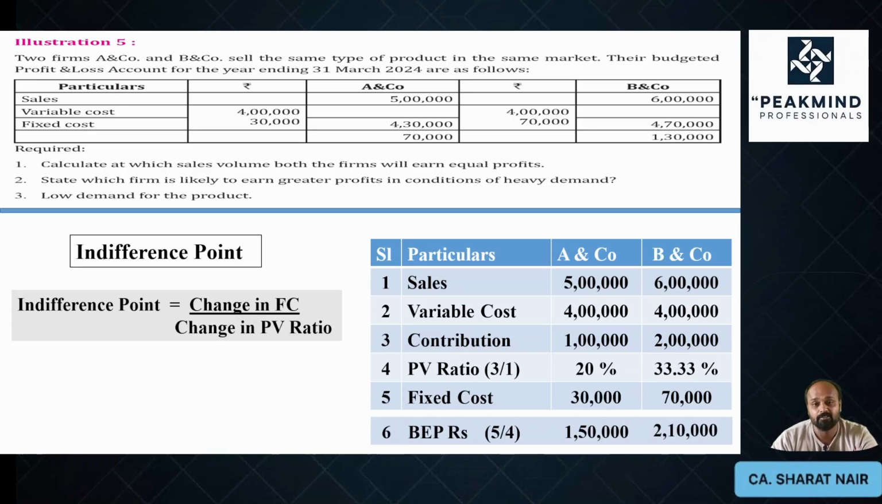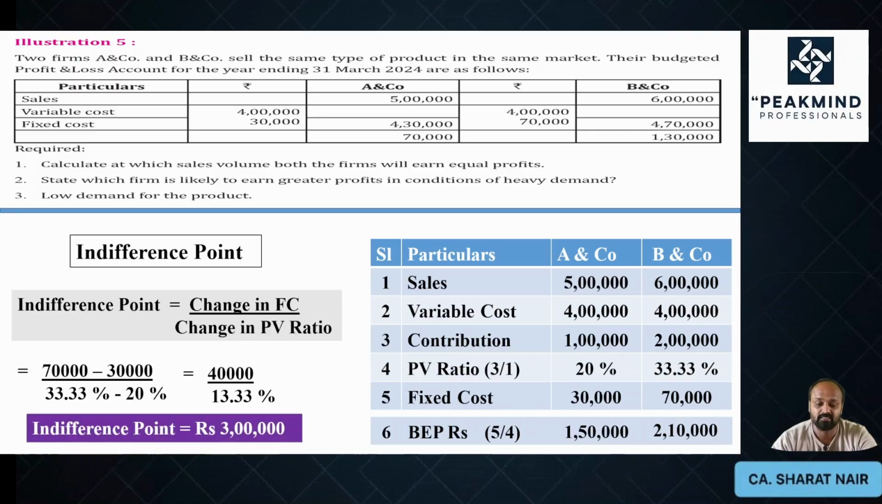Now, indifference point we can find out. Change in fixed cost: how much is fixed cost varying for both the companies? For one company it is 70 and for another it is 30. 70 minus 30, it is 40,000. Okay. Now what about the change in PV ratio? For one company it is 33.3% and the other company it is 20%. So 33.33 minus 20%, which will be 40,000 divided by 13.3%. So my indifference point is 3 lakh.